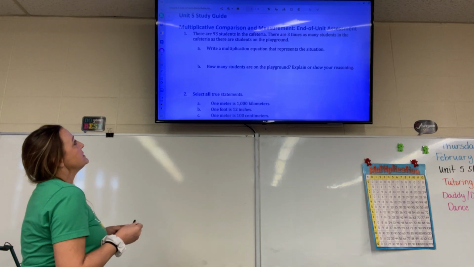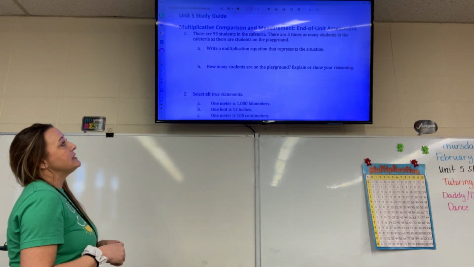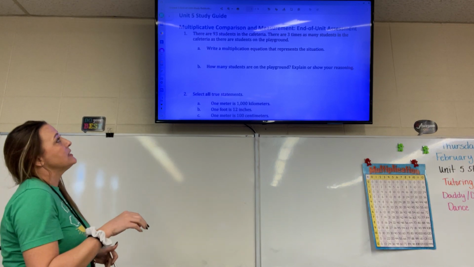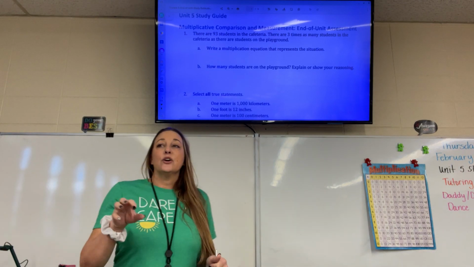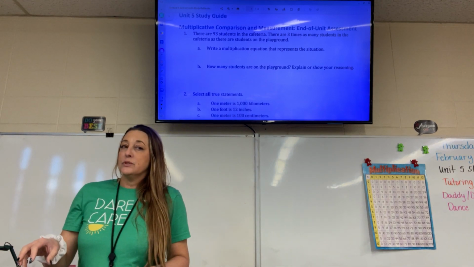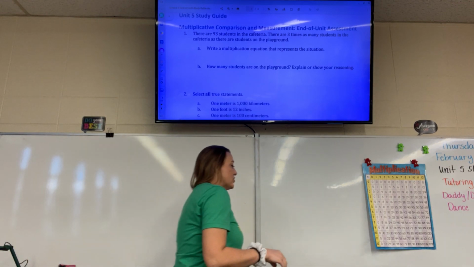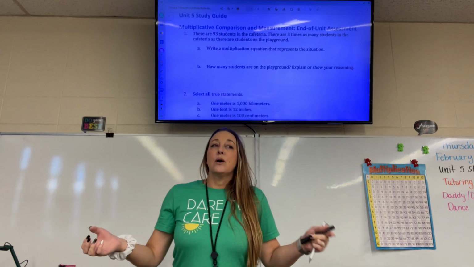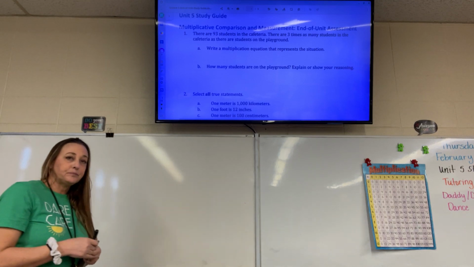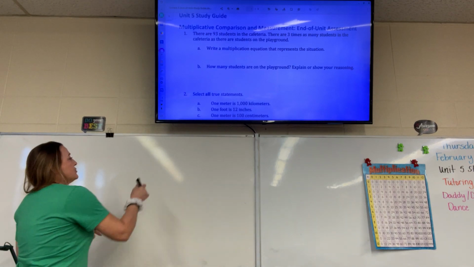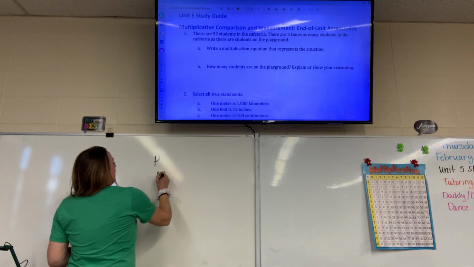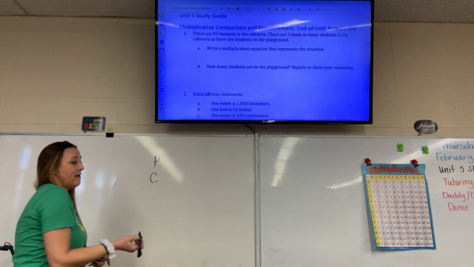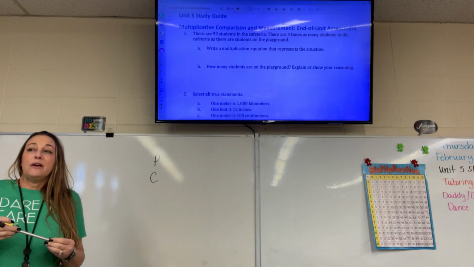Okay, the first one says there are 93 students in the cafeteria. There are 3 times as many students in the cafeteria as there are students on the playground. So the first thing you need to ask yourself is, are there more students in the cafeteria or on the playground? Mary? Cafeteria. So if you were making a box model, you would have, just going to use P for playground, C for cafeteria. How many boxes would playground get?